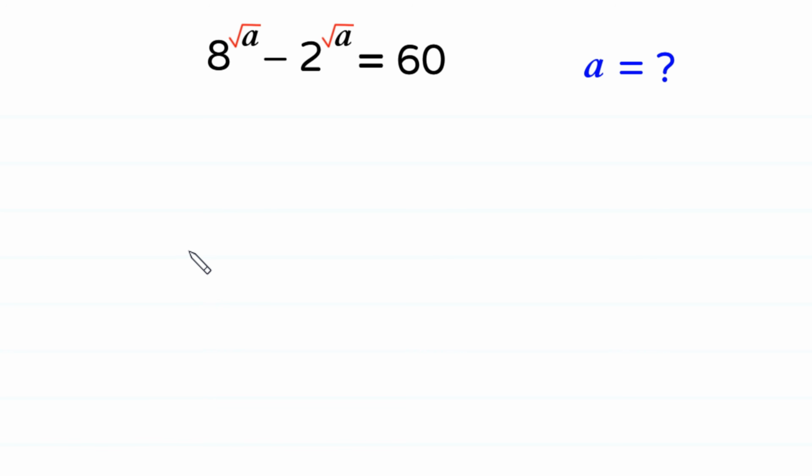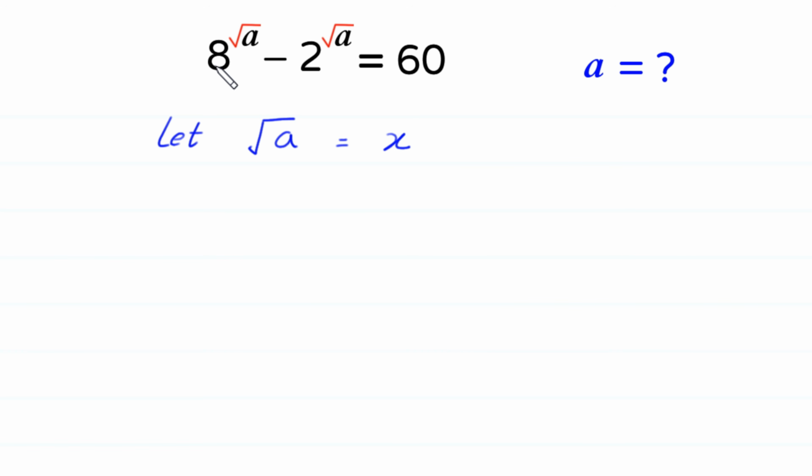Hello, welcome to how to solve this exponential equation. 8 to the power square root of a minus 2 to the power square root of a is equal to 60, and we need to find the value of a. First of all, we suppose that this square root of a is equal to x. Let square root of a is equal to x, and we substitute this x in this equation.